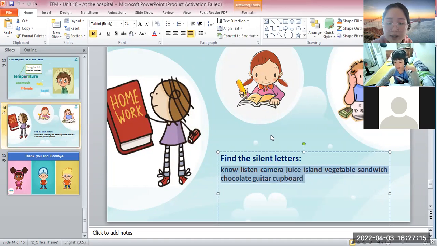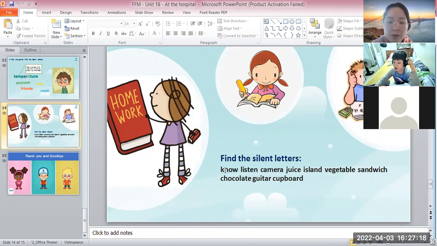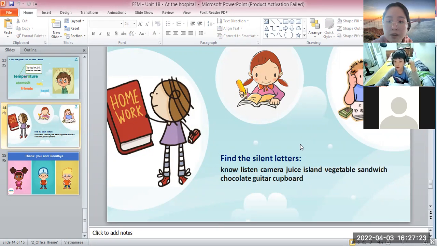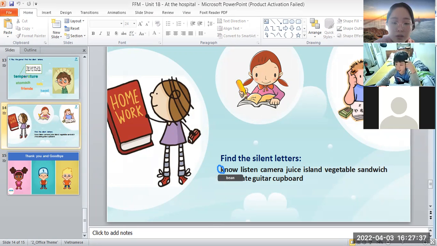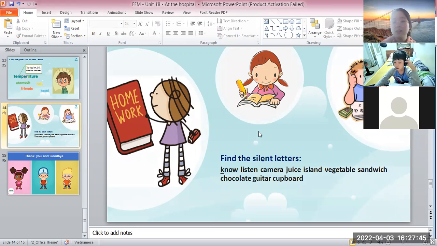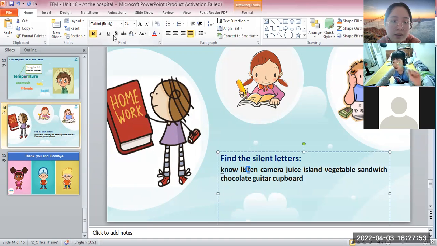So which letter is silent? Wait. Can you give me a second? And to annotate, press here. This sound is silent. The sound K. Yeah, K is silent. Okay, K is silent. How about listen? Which letter is silent? T, because in listen there is no sound T.